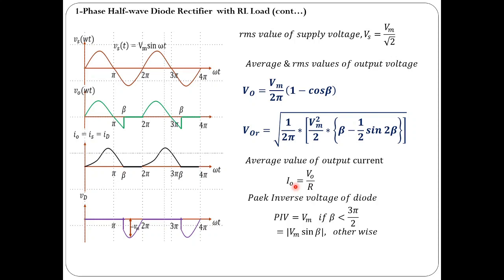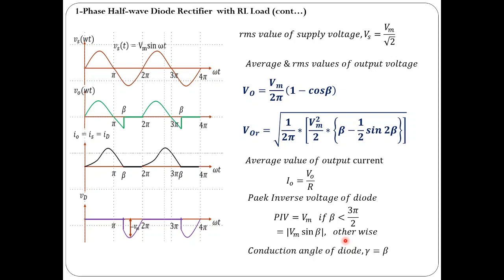Coming to peak inverse voltage, as I mentioned, so these are the peak inverse voltage. Peak inverse voltage is equal to Vm for beta less than 3 pi by 2 and equal to Vm into sin beta otherwise. Of course, using these parameters, one can find out input and output performance parameters. So, okay, please do it.